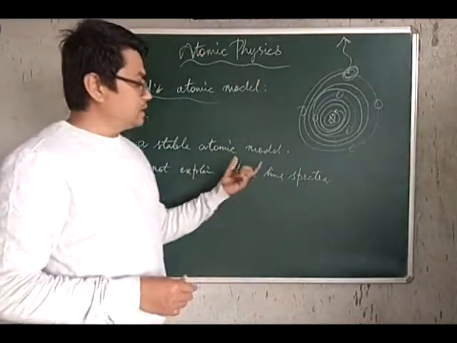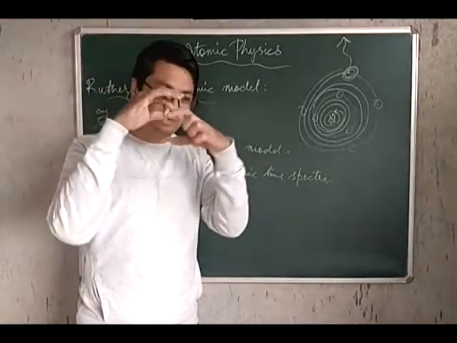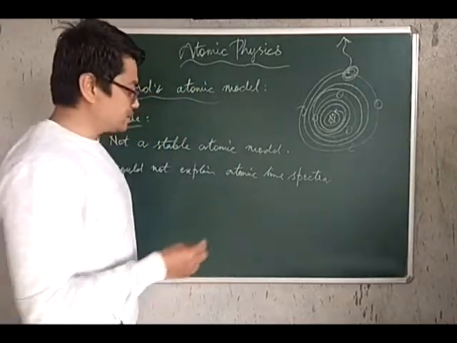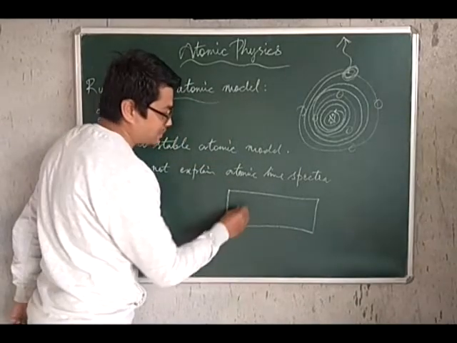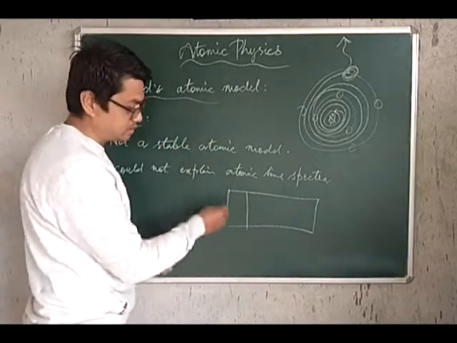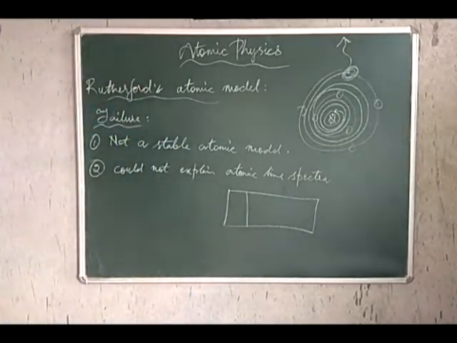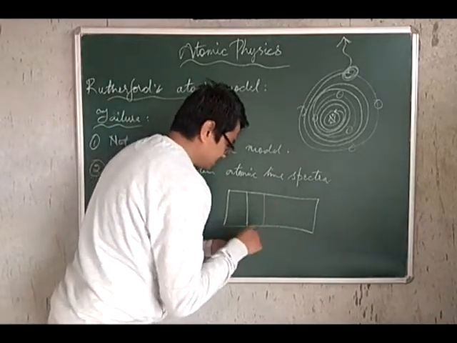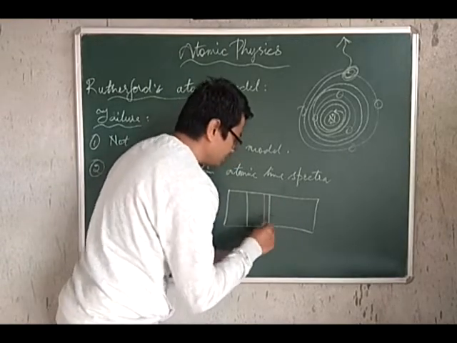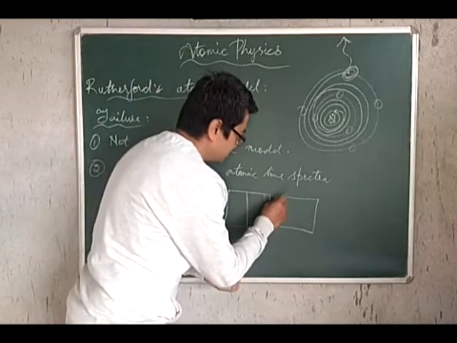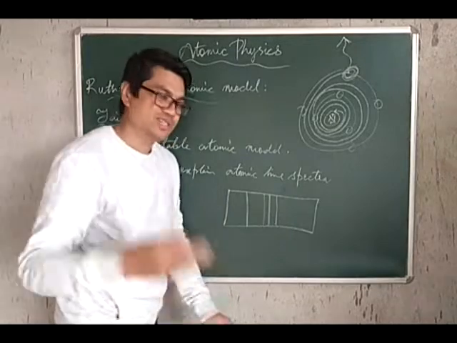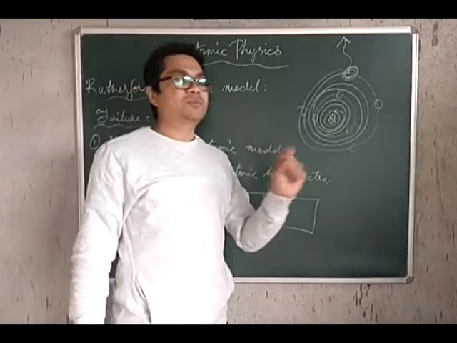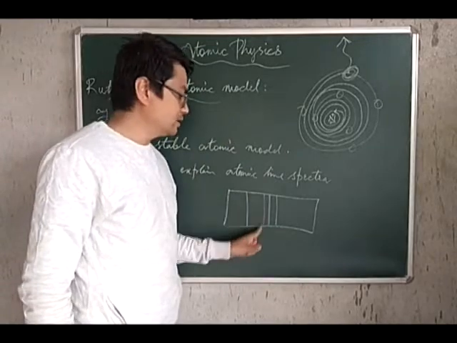Now, atomic spectrum was observed using instruments called spectrometers. What was seen is that the atomic spectrum was linear like this, with different colors, and some lines are invisible to the human eye also. It won't be white, of course, but just to show that it's a different color. So the atomic spectrum was like this, and Rutherford's atomic model could not explain this linear spectrum.